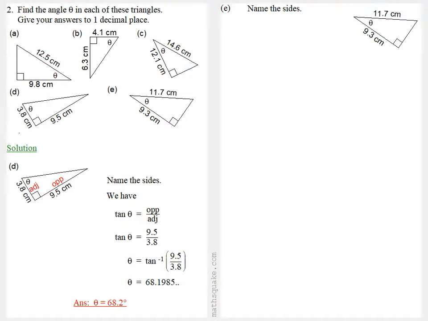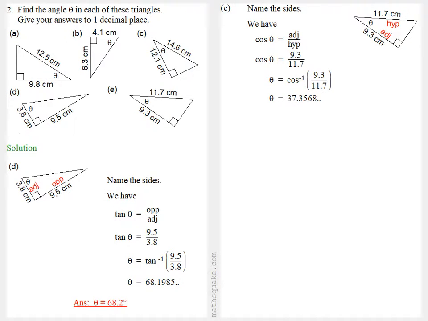The side 11.7 is the longest side, so that's the hypotenuse, and 9.3 centimetres is next to the angle theta, so that's the adjacent side. So we have the adjacent and the hypotenuse, and we know the cosine of an angle is adjacent over hypotenuse. So the cosine of theta is 9.3 over 11.7, or theta equals the inverse cosine of 9.3 over 11.7.